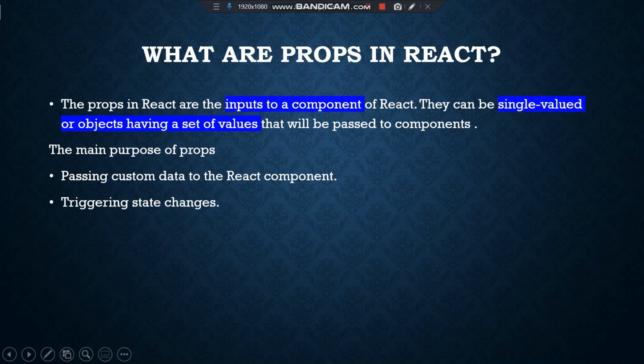What are props in React? The props in React are the inputs to a React component. They can be single valued or objects having a set of values that will be passed to a component. The main purpose of props: passing custom data to the React component, triggering state change. Let's take an example.